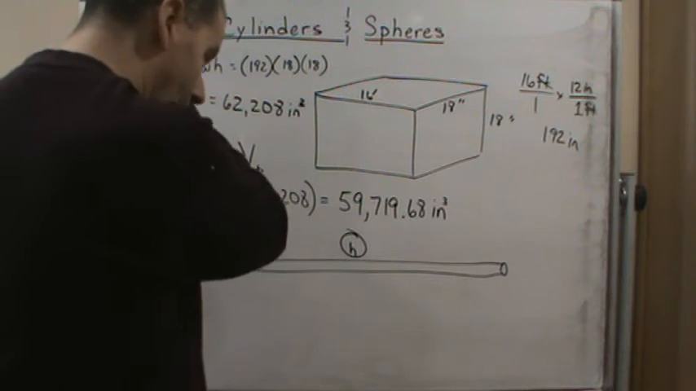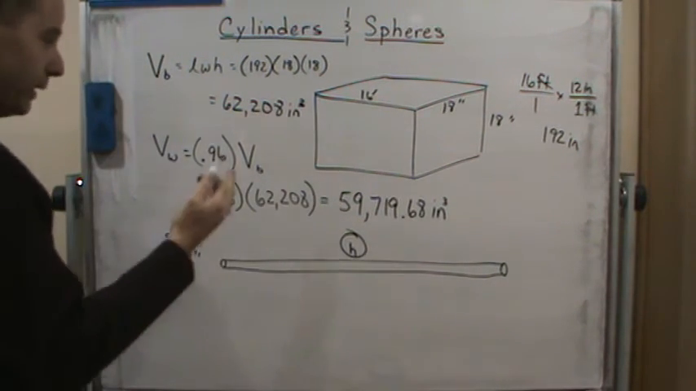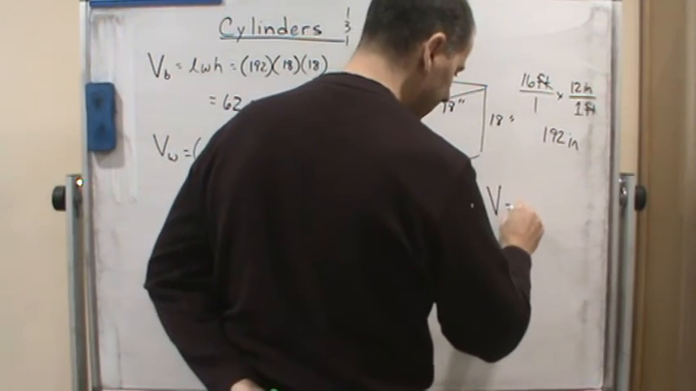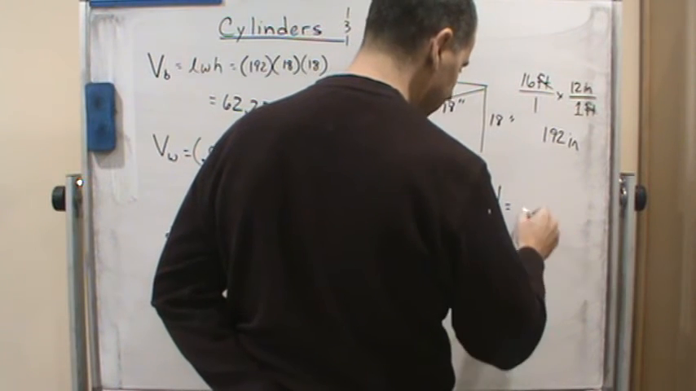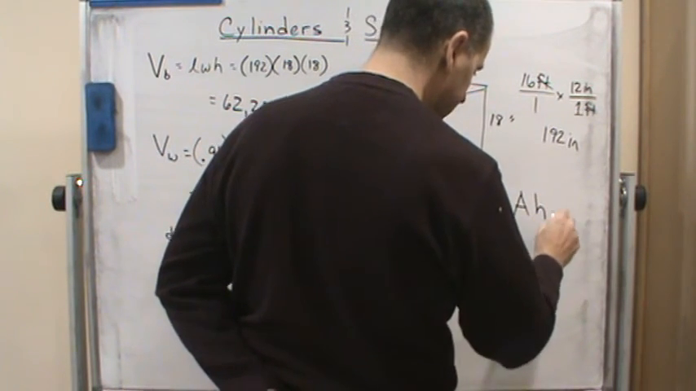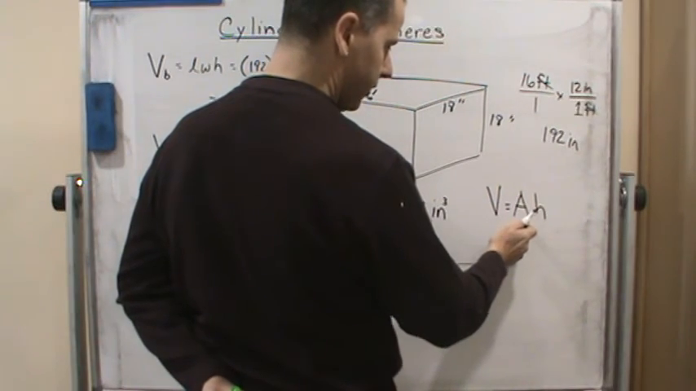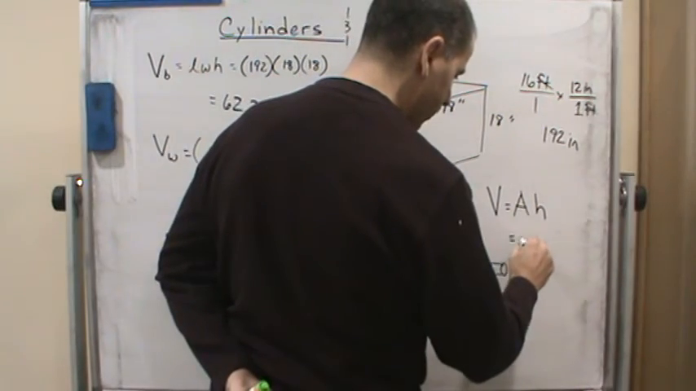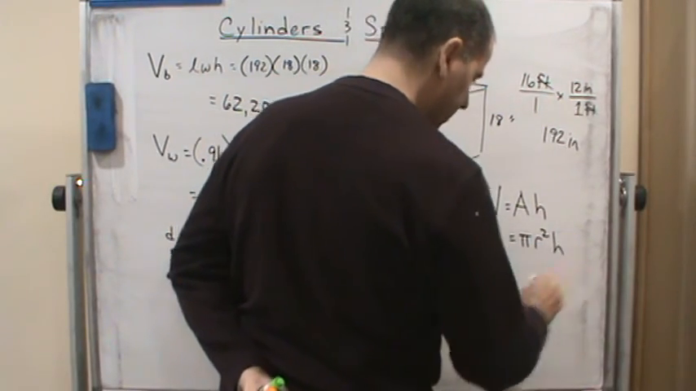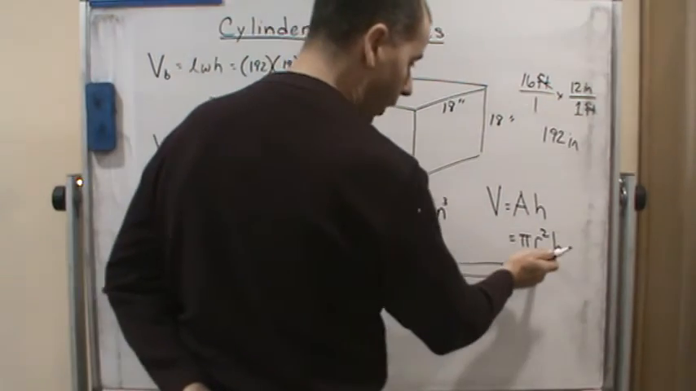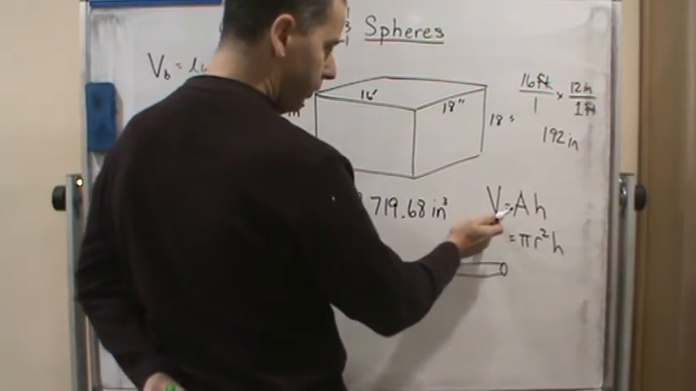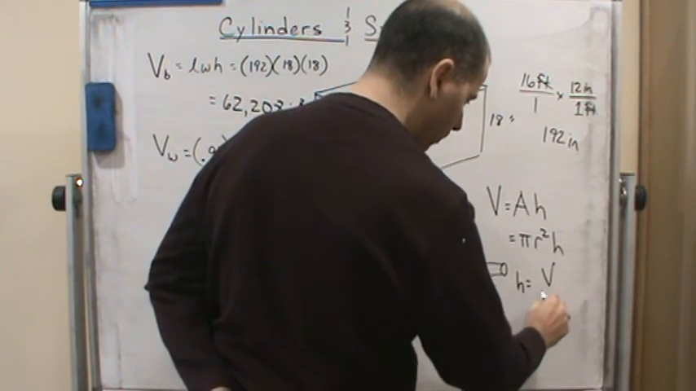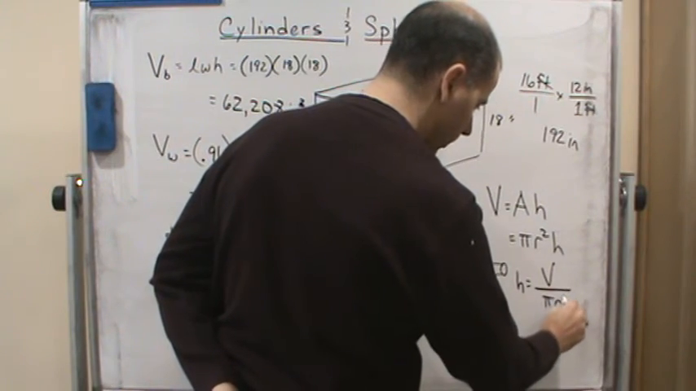So how do we find that? Well, we've got volume, so let's use the formula for the volume. Volume is equal to the area of the base of the cylinder times the height, which is equal to pi r squared h. We know r, we know the volume, we can solve for h. So h is equal to the volume divided by pi r squared.